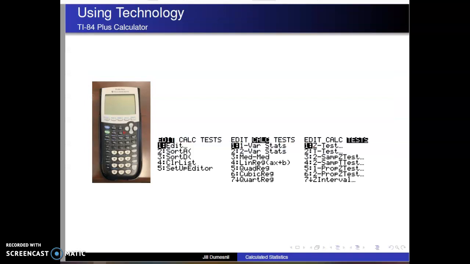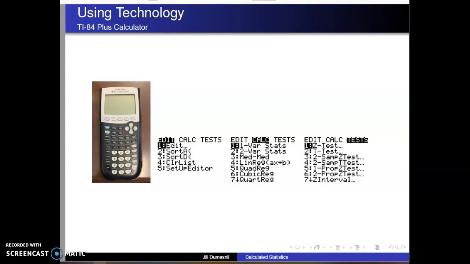For this series of videos on statistics, I will utilize the TI-84 Plus graphing calculator as my technology for statistical calculations. I prefer using this calculator to computer software because the calculator is small, portable, and doesn't require any internet connectivity. It's also relatively inexpensive and readily available.